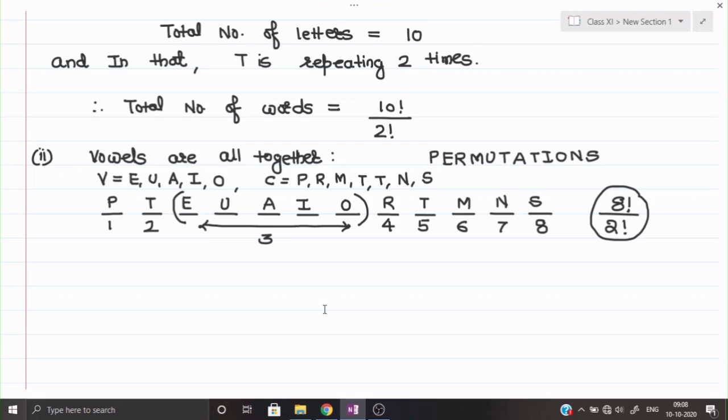So here we need to find out the number of arrangements for these 5 letters. Now if we talk about these 5 letters, no letter is repeating. Remember, I am talking about these 5 vowels only. How many total letters do we have? 5. How many places do we need to arrange? Because those 5 letters are sitting in the 5 places.